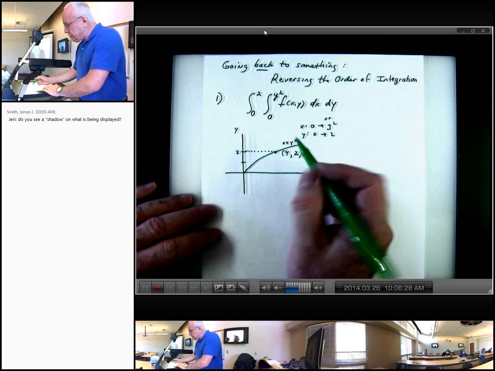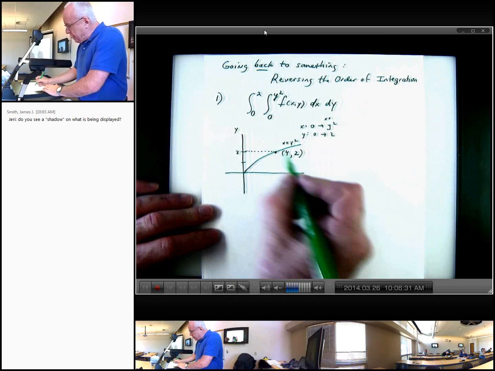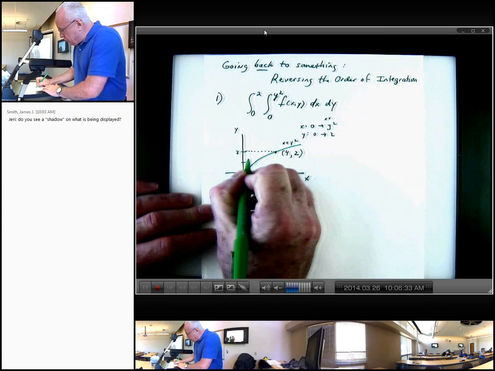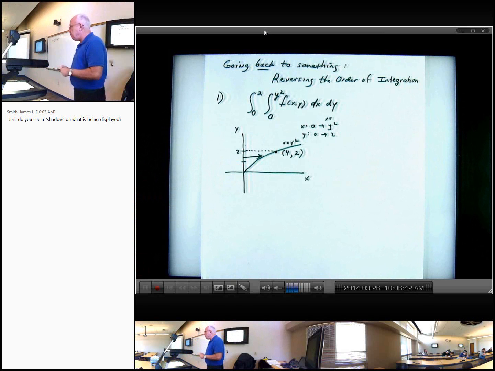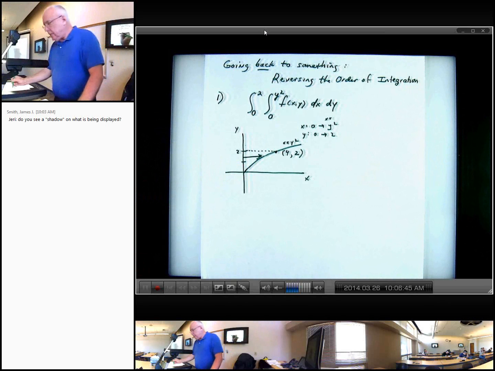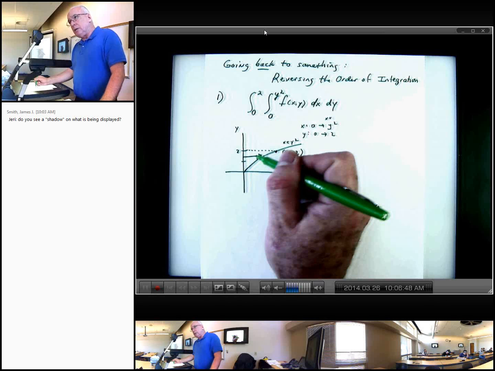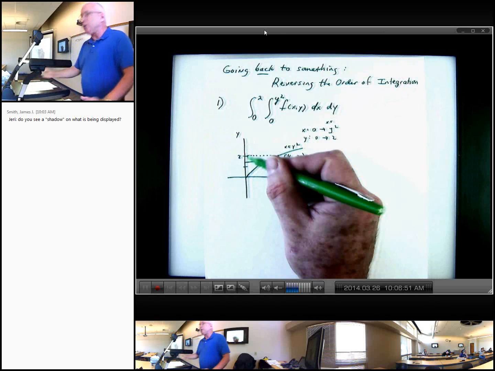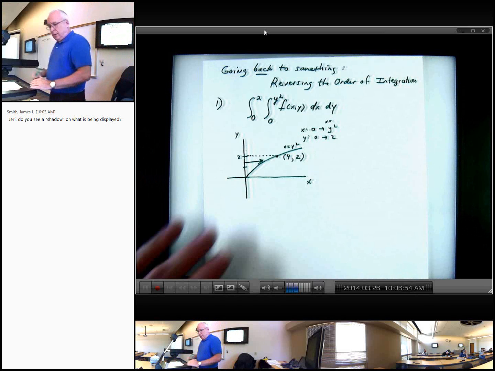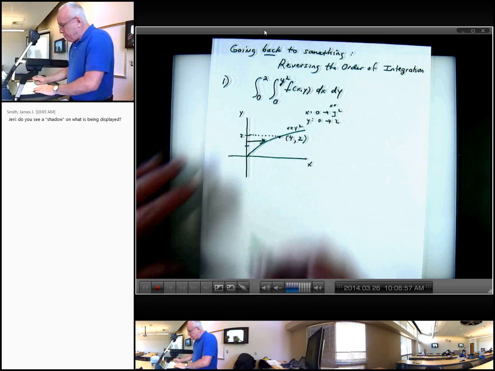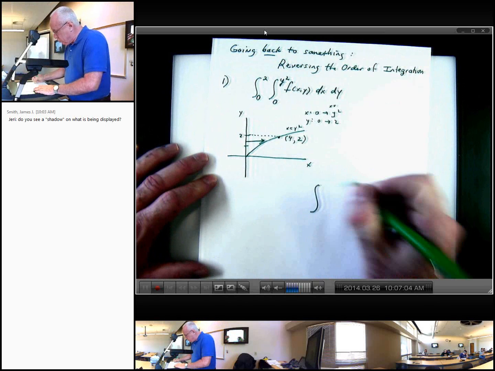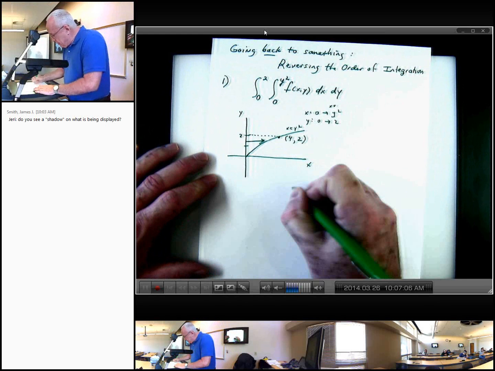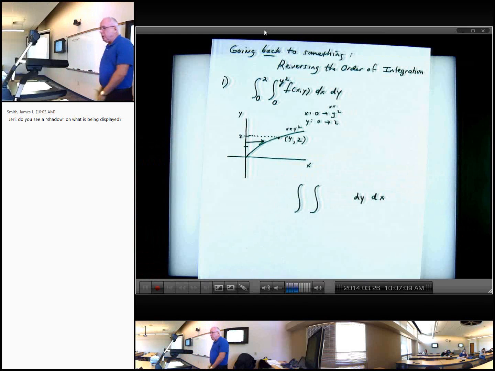In this case, we're integrating first with respect to x from 0 to y squared, so that would be a type 2 region. I don't really care whether you remember type 1 or type 2, but understand that here we are first integrating horizontally with respect to x and then vertically with respect to y. Now we want to reverse this so that we're first integrating with respect to y and then with respect to x.